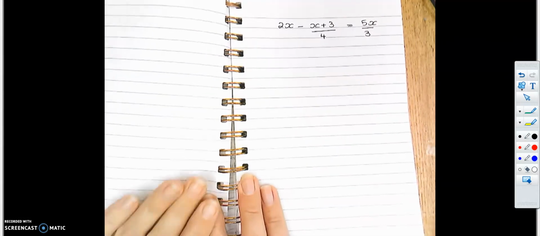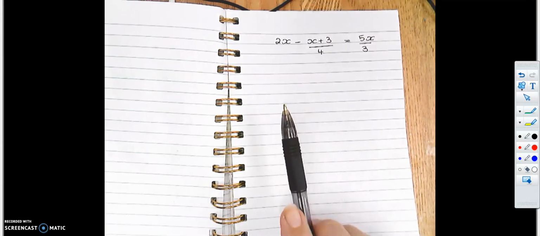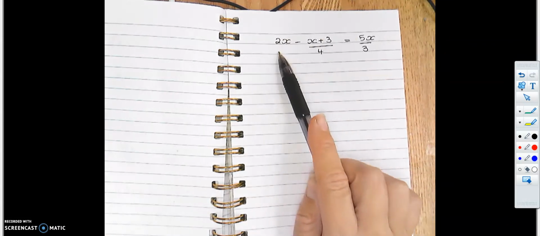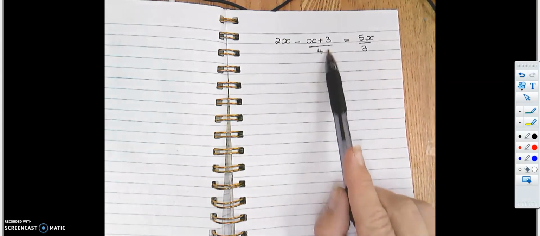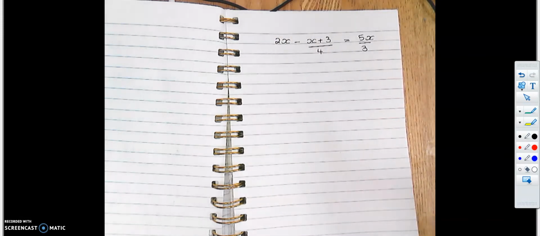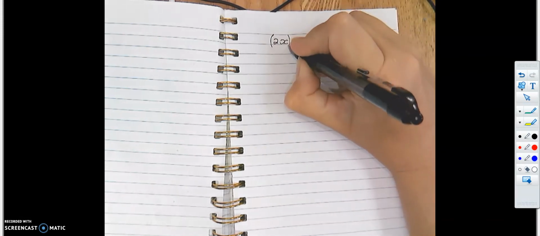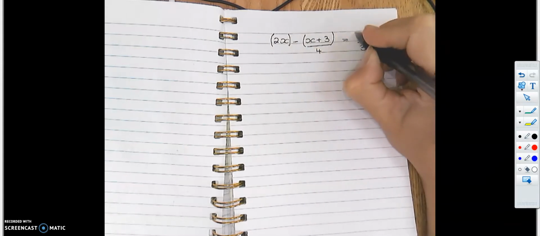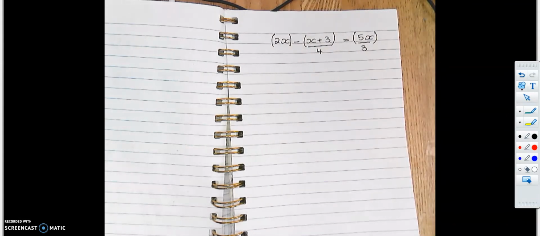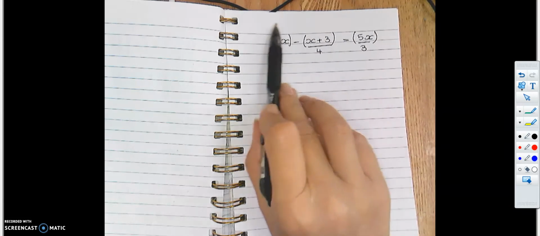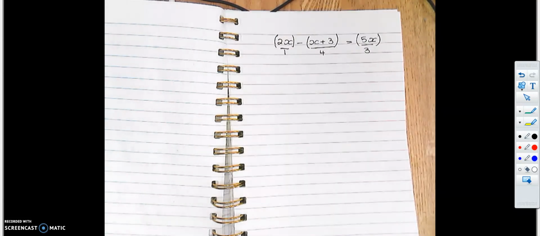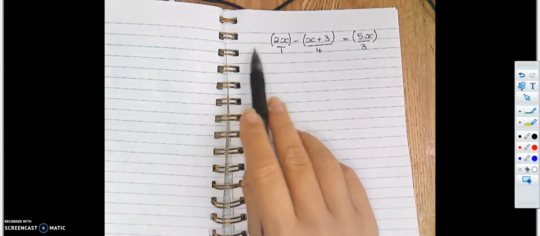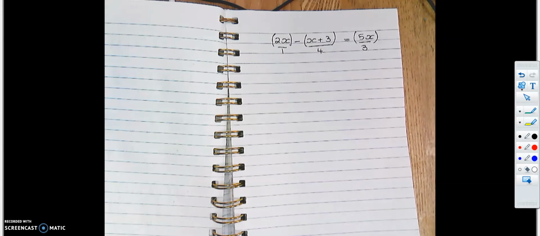We do another example, so this one. Again, you want to write this side as a single fraction. So again, start off, write brackets around your numerator parts. You're going to make this a single fraction, right? So that is the same as 2x over 1 minus x plus 3 over 4. You cannot simply just extend the 4 underneath, okay? You have to work it out.